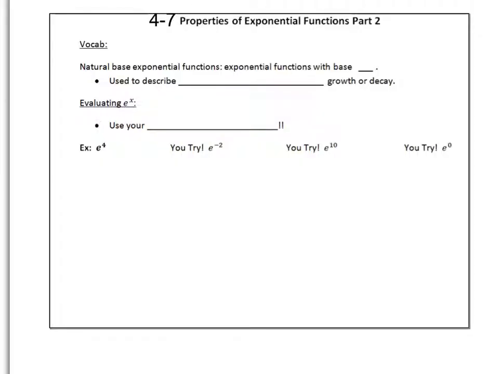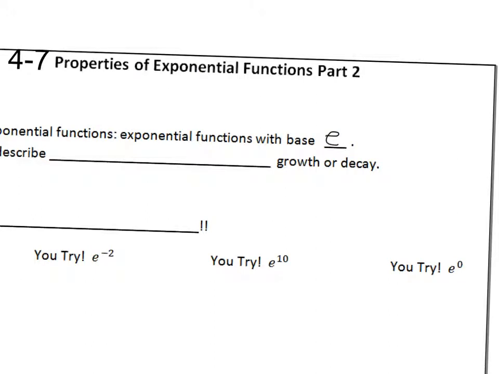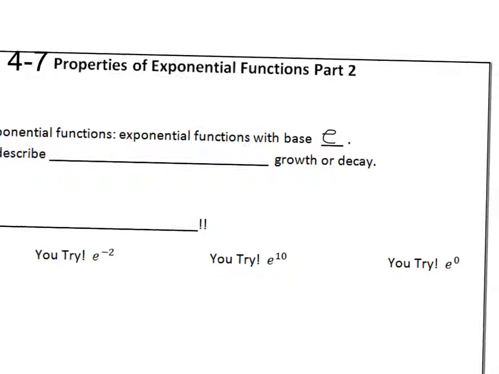We're still in 4-7, but we're going to do the second part to it. So take a moment to get the notes passed out. Today we're going to be talking about natural base exponential functions. These are an exponential function that have what we call a base of e. So instead of a number, it's the letter e. Now e is a variable, which means it represents a number. The number it represents is an irrational number, which means it never ends, which is why we just use the letter e to describe it.